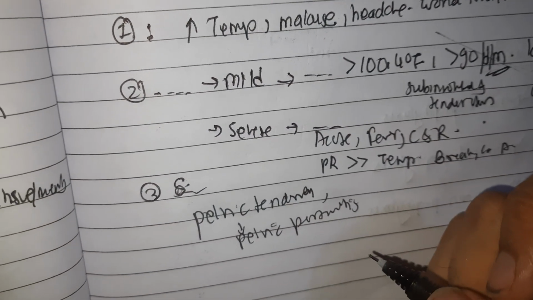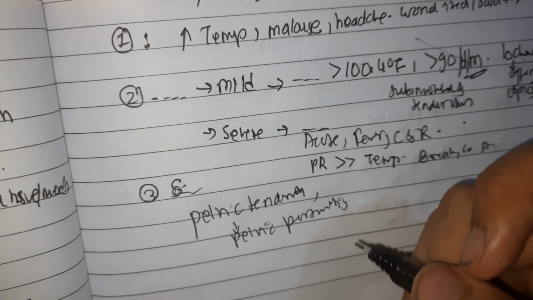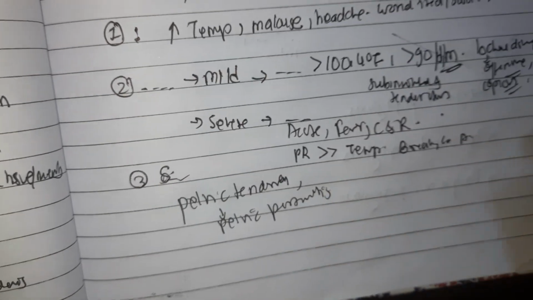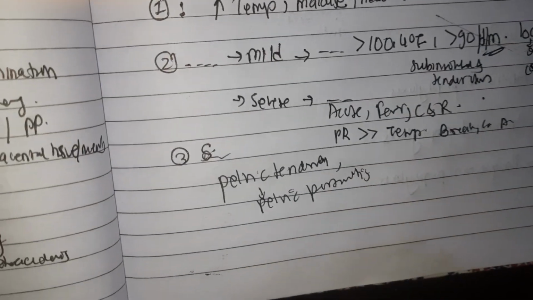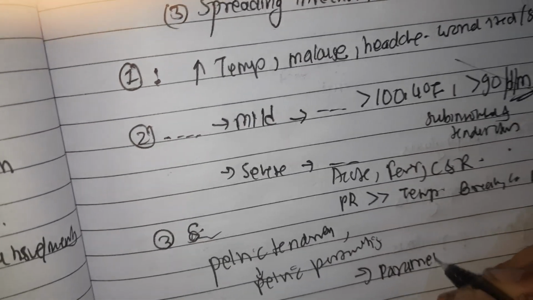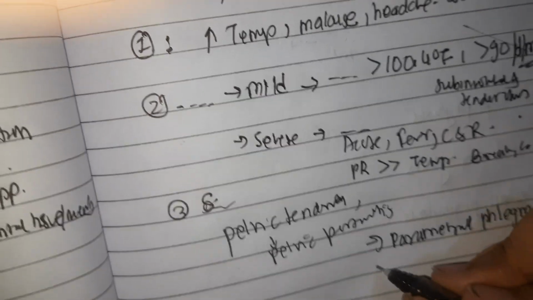Bulging fluctuant mass may be seen in the pouch of Douglas, that is due to pelvic abscess, and the rare presentation may be like abdominal tenderness. So let's not remember rare things. And spreading infection can rarely cause parametrial phlegmon. This is also very rare.